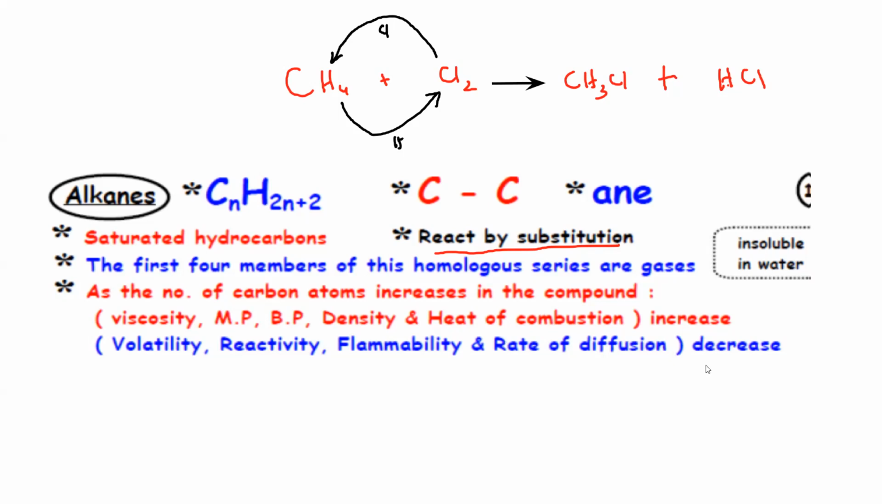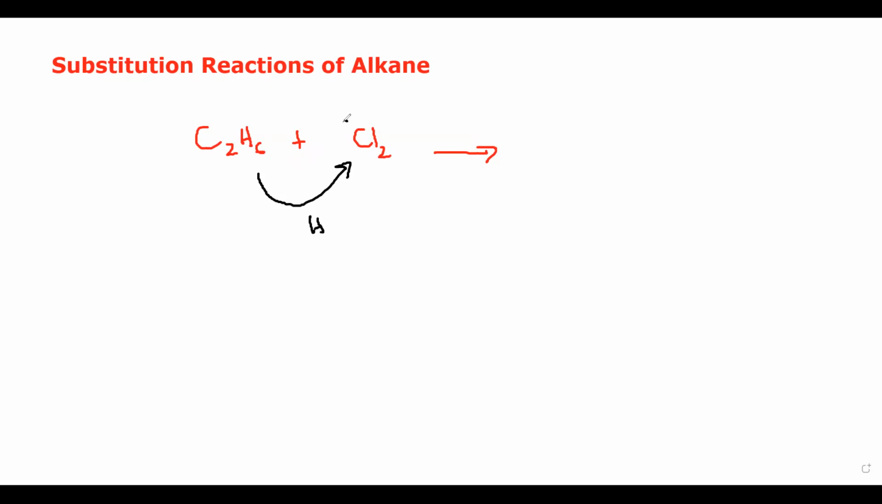Like another example for the substitution reaction of alkanes. So substitution reaction of alkane, what does it mean? It means one will enter, the other will leave. So if I have C2H6 and we react it with chlorine, what will be the product? A substitution reaction occurs, which means one hydrogen will go out and 1 chlorine will enter. So what will be the product? It will be C2. Out of 6 hydrogen, we are left with 5 hydrogen, so C2H5. And 1 chlorine enters, so it will become C2H5Cl plus HCl.